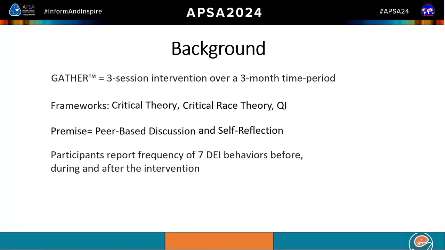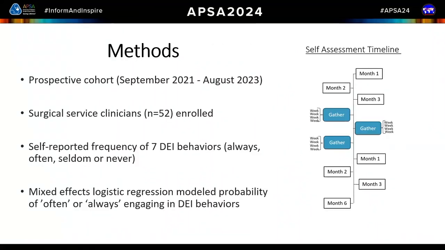Participants in Gather were asked to report the frequency of their 7 DEI behaviors using a 7-question survey that was given before, during, and after the intervention. And while there isn't enough time for me to delve into the specifics of the survey questions, they do cover topics of barriers, privilege and oppression, DEI training, assumptions, burdens of care, and conversation initiation about DEI, as well as assumptions of care. We utilized a prospective cohort design over a 23-month time period.